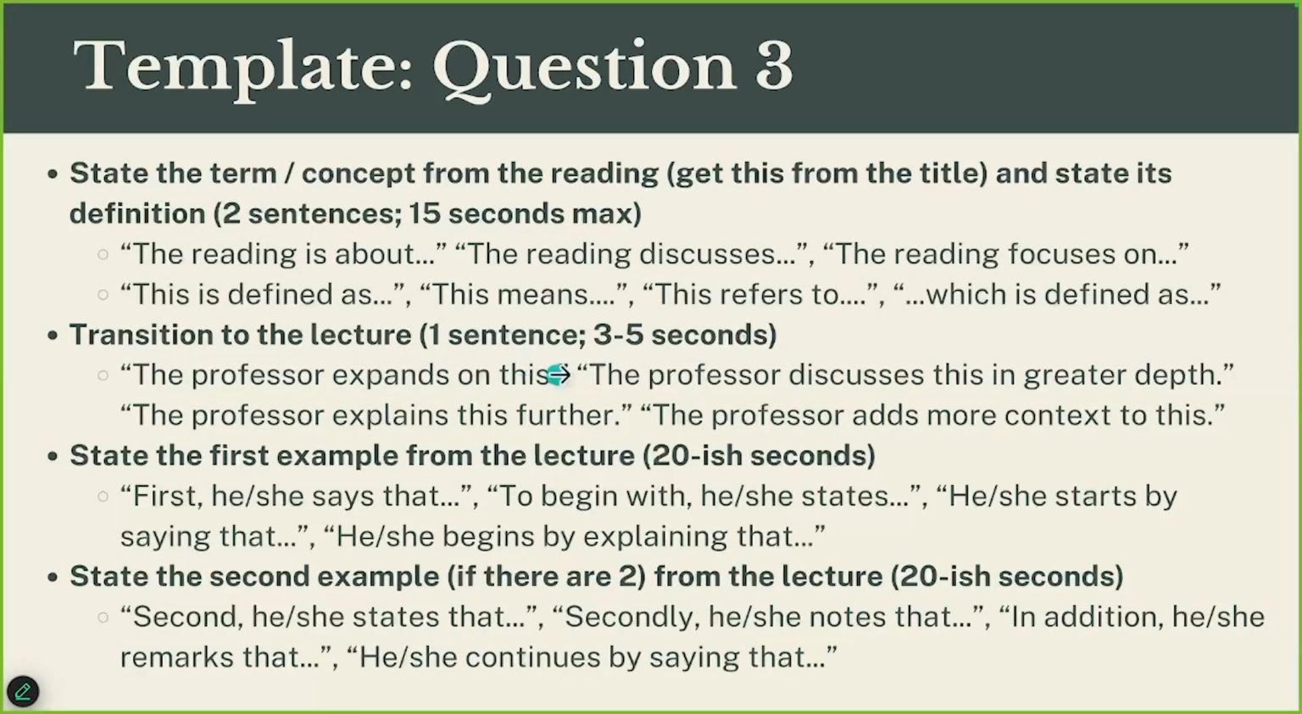The professor expands on this. The professor discusses this in greater depth, explains this further. The professor adds more context. Something like this to transition.